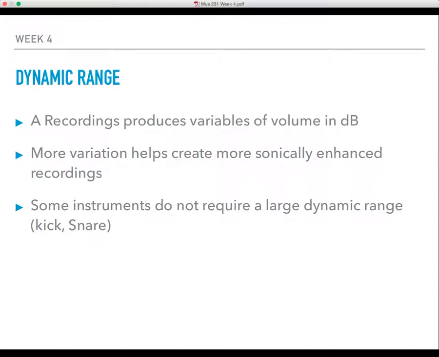Dynamic range. Dynamic range essentially is the range of volume. It's basically just a measurement from this particular level to this particular level. A bass guitar is a very even-keeled instrument when it comes to dynamic range, compared to things like strings or piano, or especially vocals. The vocals are usually some of the most extreme. But again, more variation helps to create sonically enhanced recordings.